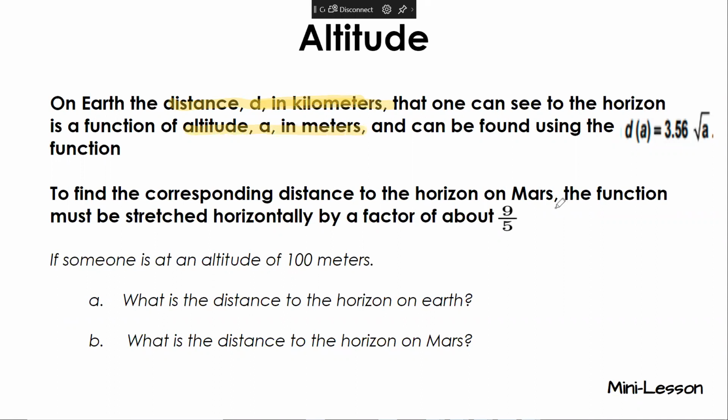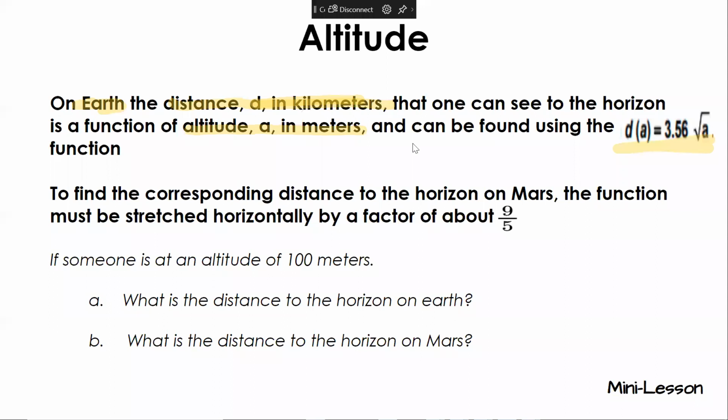To find the corresponding distance to the horizon of Mars, the function must be stretched horizontally by a factor of about 9/5. Okay, so if someone is at altitude of 100 meters, what is the distance on the horizon on Earth? And then what is the distance to the horizon on Mars? So this function right here is for Earth. Okay, Mars is going to be a little bit different.